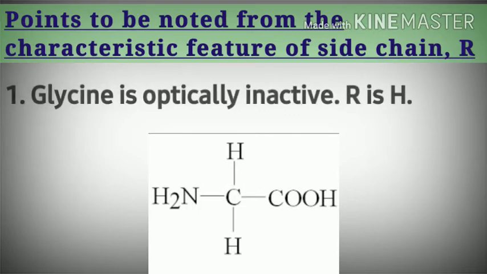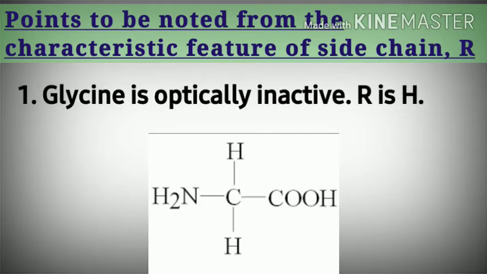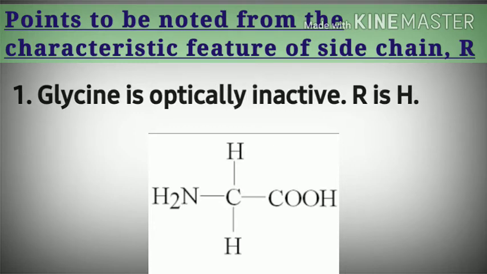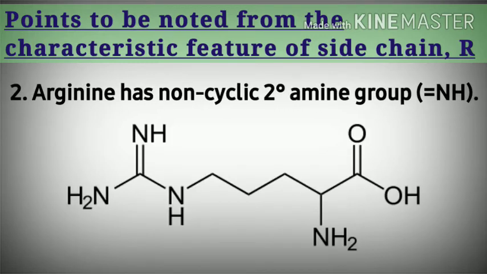The first point is that glycine is optically inactive. Except glycine, all other amino acids are optically active. It is because R in case of glycine is hydrogen, which makes the alpha carbon symmetric. Next, arginine has a non-cyclic secondary amine group, that is double bond NH. So arginine is the only amino acid which has a straight chain structure with a secondary amine group.